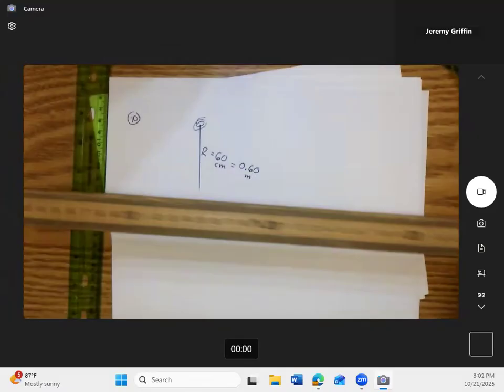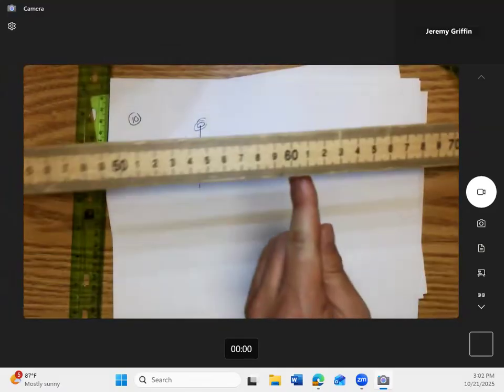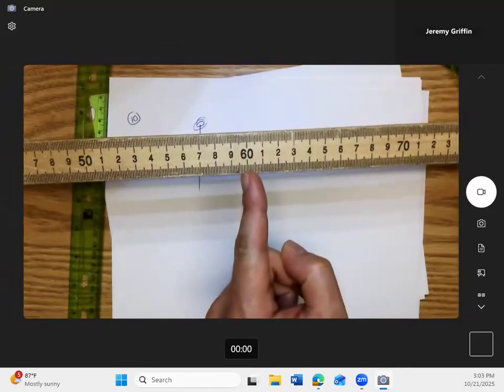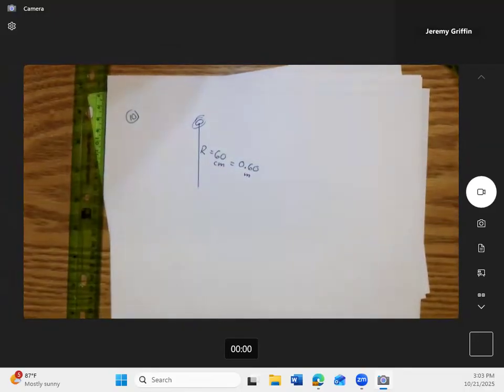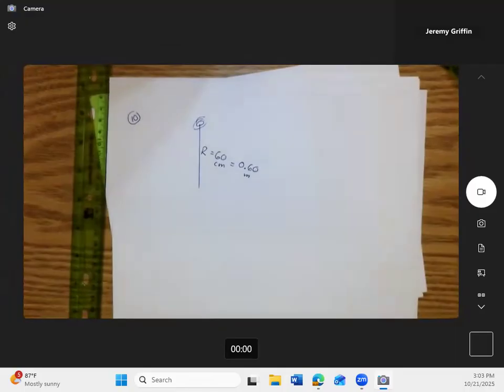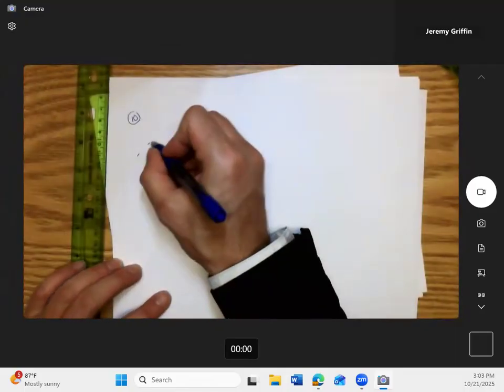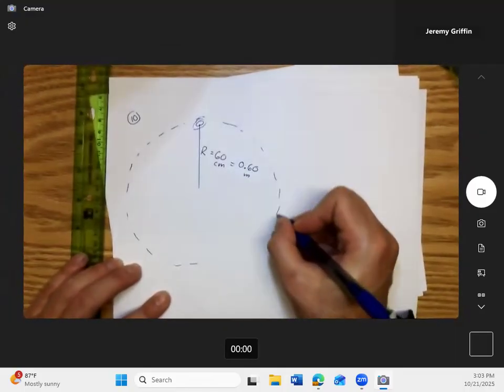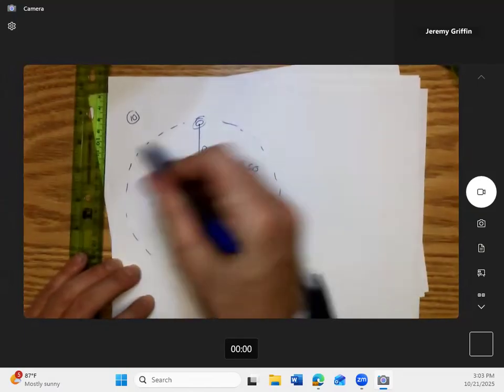You can see that on a meter stick. This is 1 meter. Here's the 60 centimeter mark. Isn't this just over halfway on the meter stick? Yeah, that's about right. So we got that. It's on the circular path, so I'll dash the circular path, you get the idea. It's following this path, going all around.